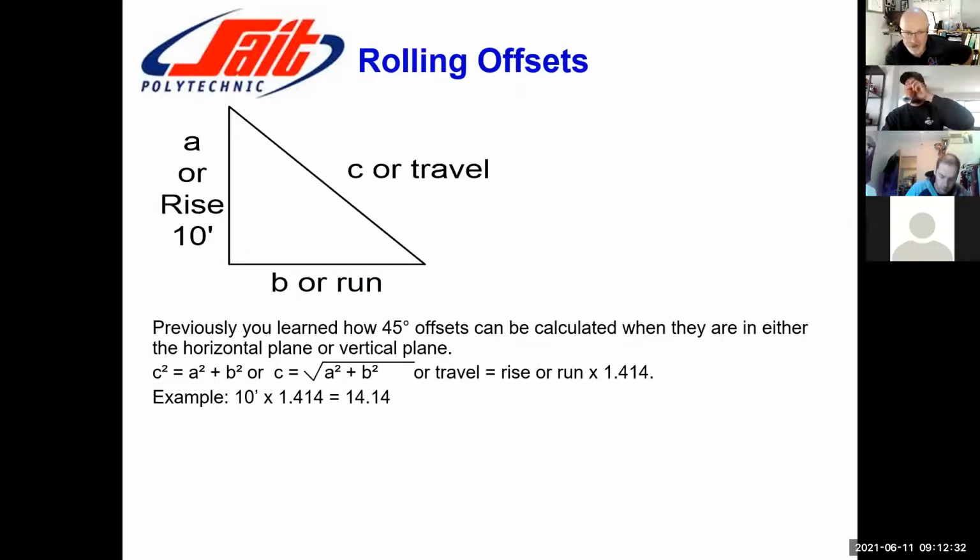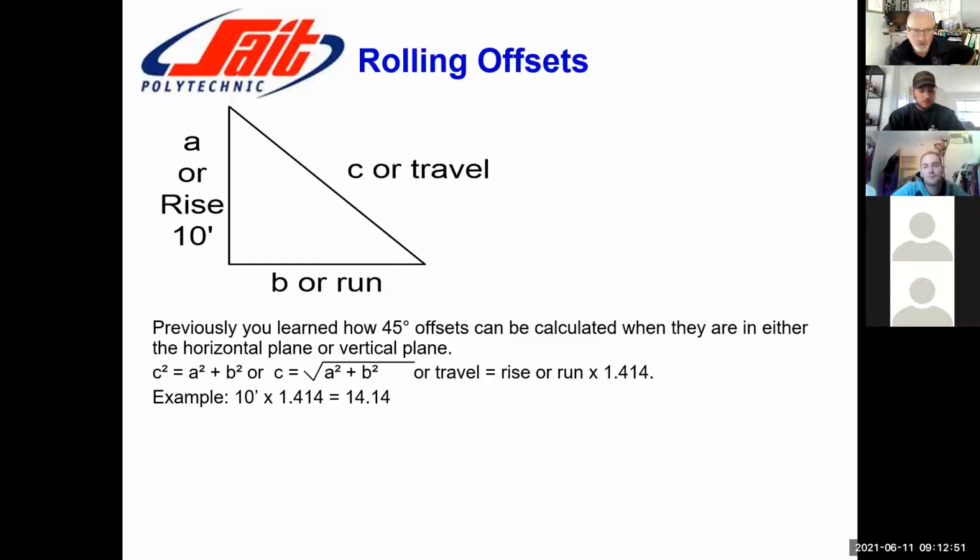So again, to start off, previously, this is our foundation of knowing how to calculate on a 45-degree right angle triangle the run, the rise, or the travel. We could use Pythagorean theorem. We could use the rise or run times 1.414, and it gives us an example there. So pretty straightforward. We know how to do this. We've been there. We've done that.